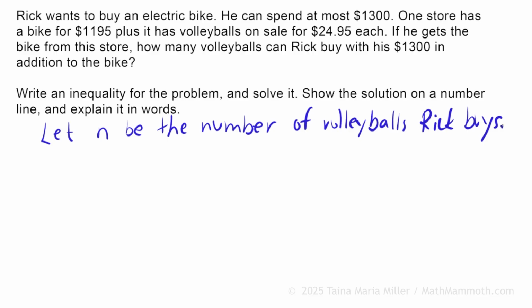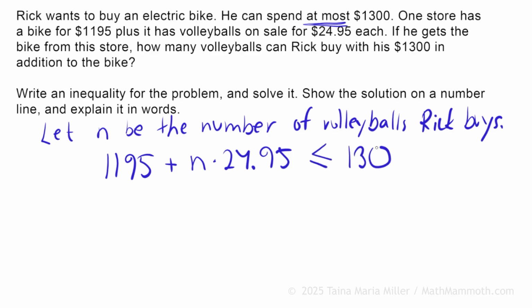And then we can look at the cost. He can spend at most $1,300 and the volleyballs cost this much each. So the total cost is the bike, $11.95, plus these volleyballs, how many? n times this $24.95. And he can spend at most $1,300. So that means that this total cost here has to be less than or equal to $1,300.